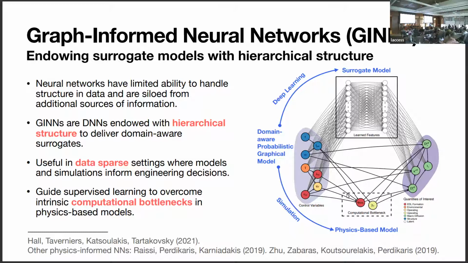And you don't want to learn everything. You only want to learn the things that are a problem, like here, the deterministic upscaling of the system from microscale to macroscale. And you also want to retain the probabilistic graphical model to aid in explainability of the outputs, and to be able to interrogate the model using, for example, mutual information.